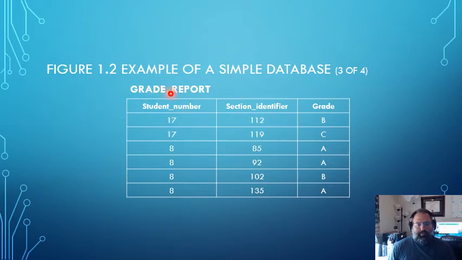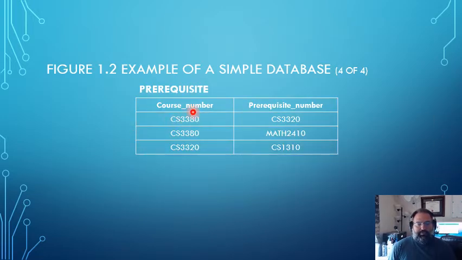Another example would be a grade report of what a student number inside of a section earned in that particular section. Prerequisites are where you're basically saying the course number is 3380, and in order to take it, you had to have taken CS 3320 and so on. So the basic idea here, again, is columns, a table with two columns, one being a course and the other the course that's required to be taken prior to that course, the prerequisite for that course.